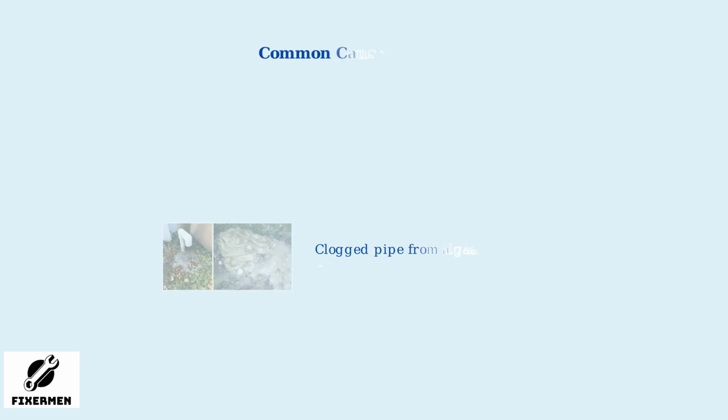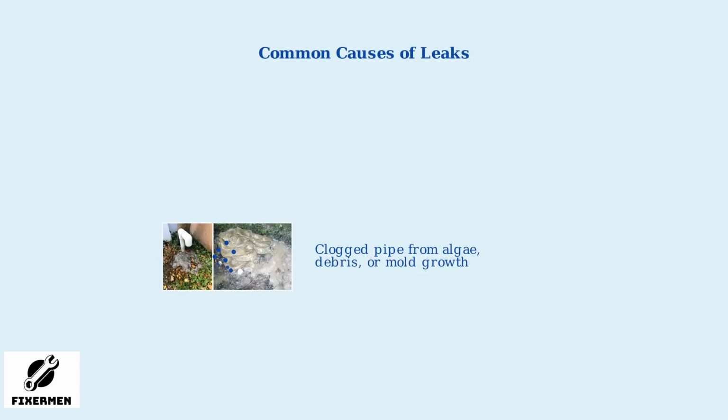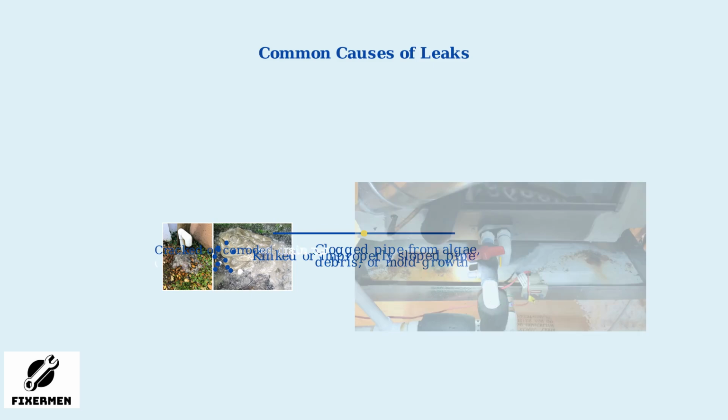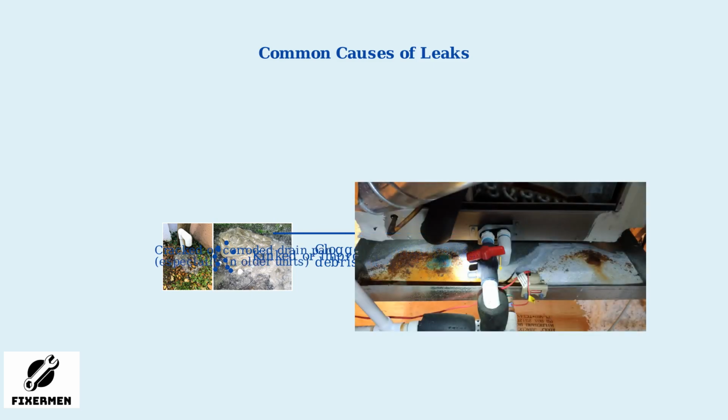The most common cause is a clogged drain pipe. Algae, debris, and mold can build up inside, blocking the flow and causing water to back up into the room. A kinked pipe or one without the proper slope can prevent water from flowing downhill, leading to backflow. In older units or multi-unit dwellings, the drain pan itself may crack or corrode, allowing water to leak out.